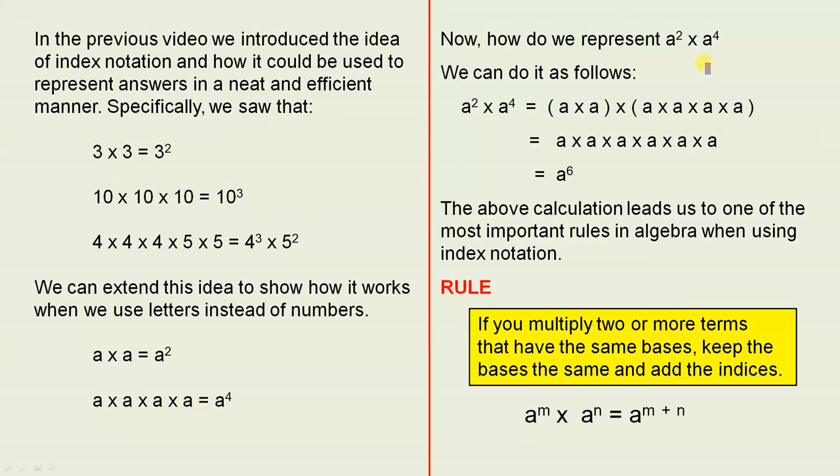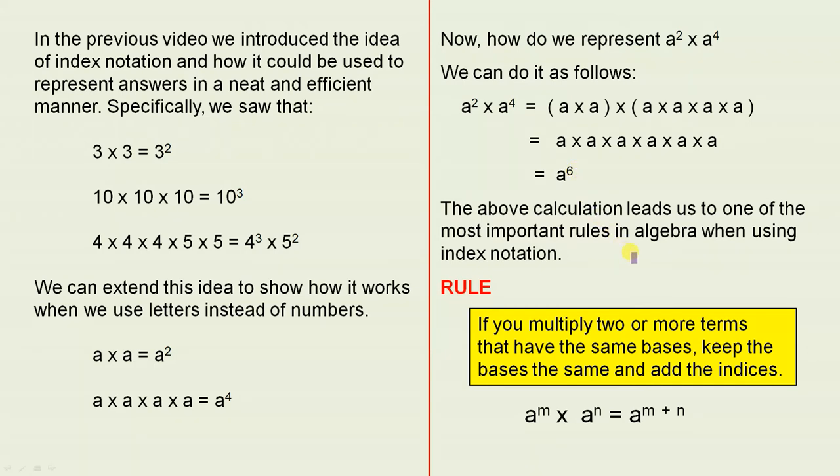Now, how do we represent a squared multiplied by a to the fourth? We can do it as follows. A squared we write this way. A to the power of 4 we write this way. So altogether we have 6 a's together that are multiplied together. So it's a to the power of 6.